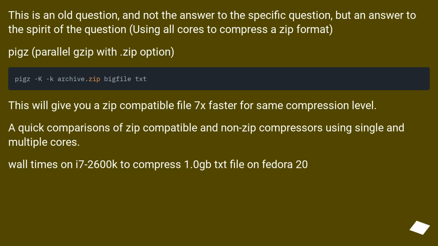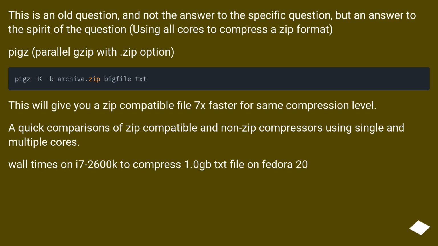This is an old question, and not the answer to the specific question, but an answer to the spirit of the question, using all cores to compress a zip format. Pigz, parallel gzip, with the zip option. This will give you a zip-compatible file 7x faster for the same compression level.